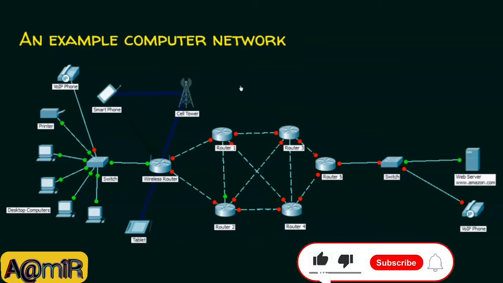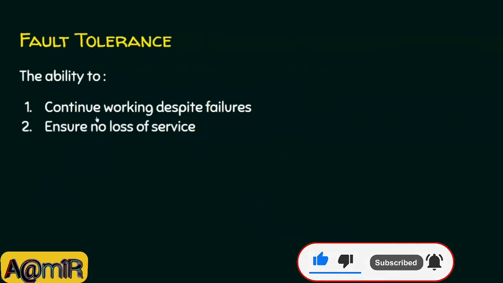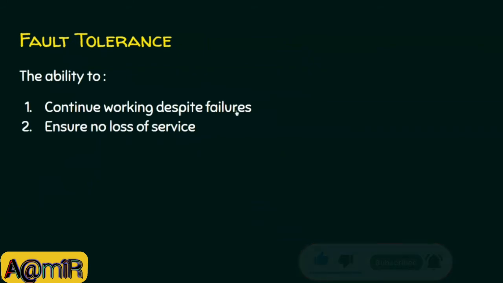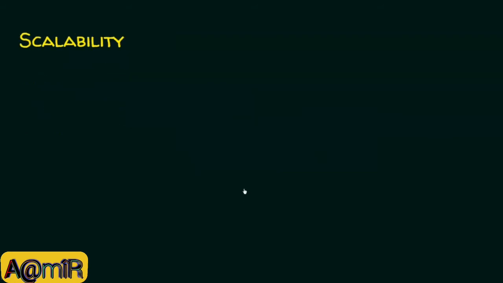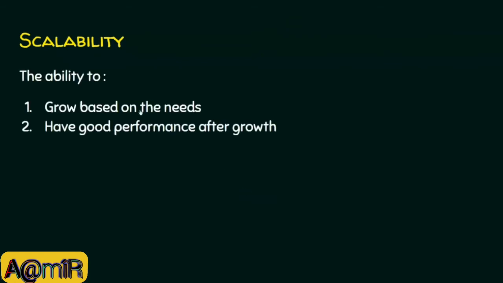I hope now you understood why we need a fault tolerant network, because we need to work despite failures and we need to ensure there is no loss of service. This is exactly fault tolerance. Now we shall see the second basic characteristic, scalability. It is the ability to grow based on the needs and have good performance even after growth.